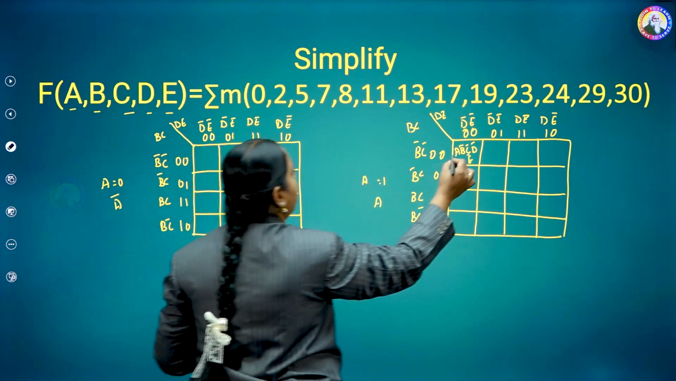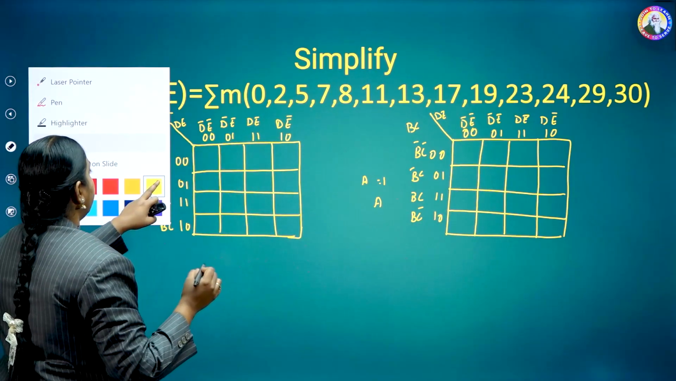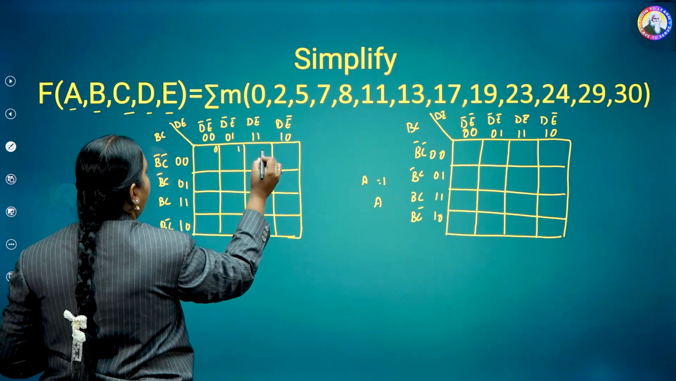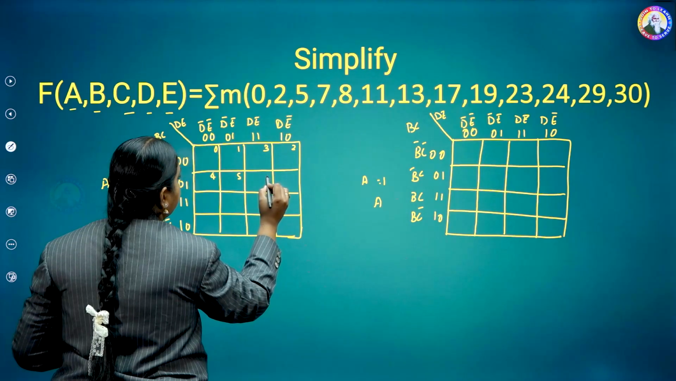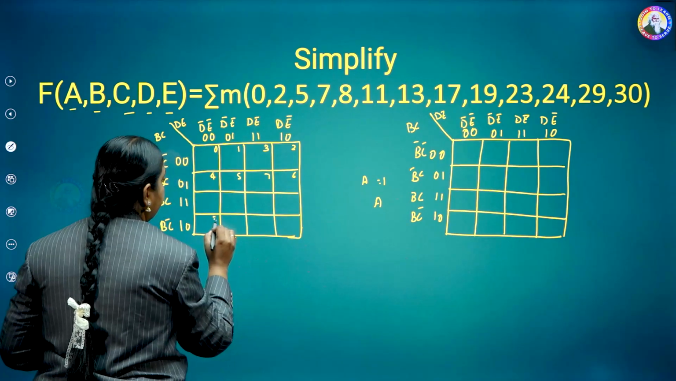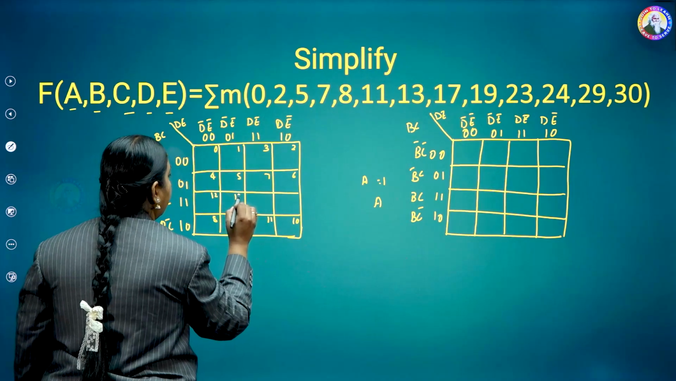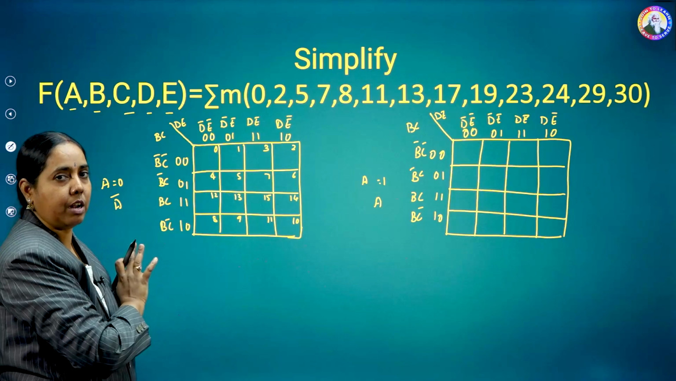So the first cell in the 4 variable K-map, you know that it will start from 0, right. So this is 0, 1, 3, 2, 4, 5, 7, 6, 8, 9, 11, 10, 12, 13, 15, 14. This is with respect to the first 4 variable K-map.